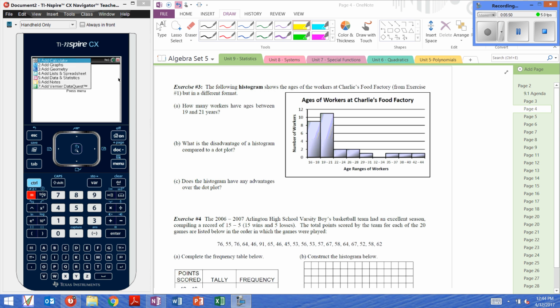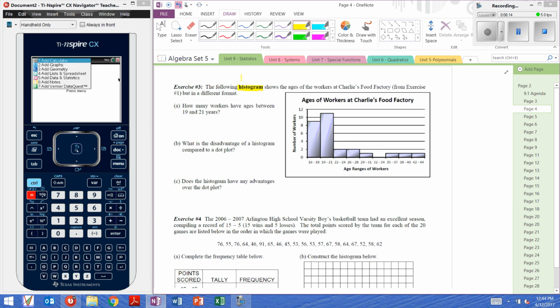Moving on to exercise 3, here's another vocabulary word. The following histogram shows the ages of the workers at Charlie's Food Factory, but they're using a different format to describe this data. So we're using a histogram instead of the dot plot. Okay, this might be a little bit nicer to see.